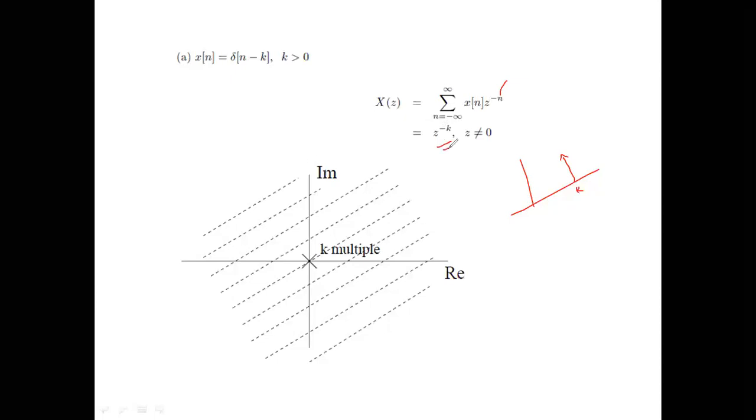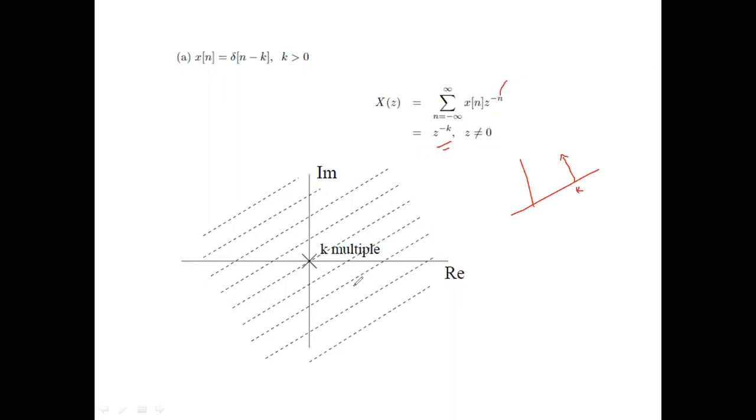So for what value of z may this X of z go to infinity? If at all z equals 0, 1 by 0 is going to be infinity. Otherwise, it is always converging for any other value. So my ROC is the entire Z plane.